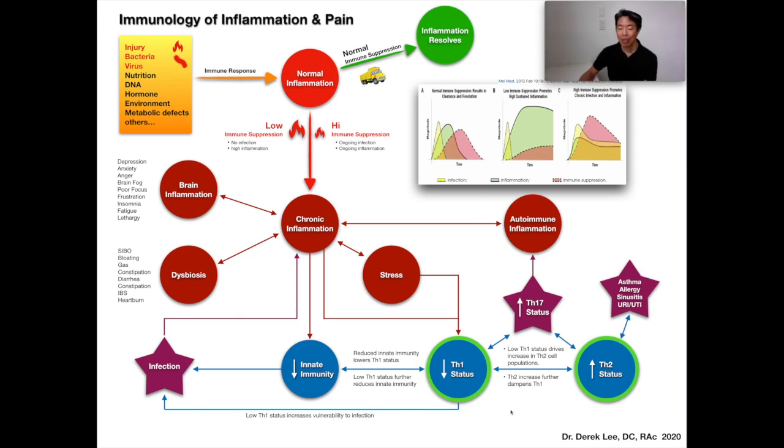Okay? So to summarize, how do you deal with chronic inflammation? We have to determine if it's due to low immune suppression or high immune suppression. And once we do that, we can determine your Th1 status, Th2 status, and by balancing these out so they're not as extreme, we can manage chronic inflammation.